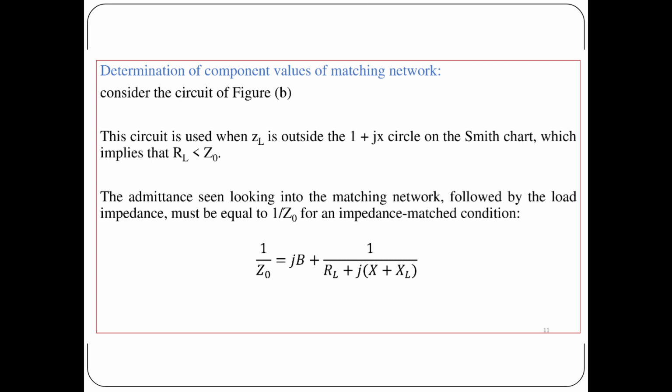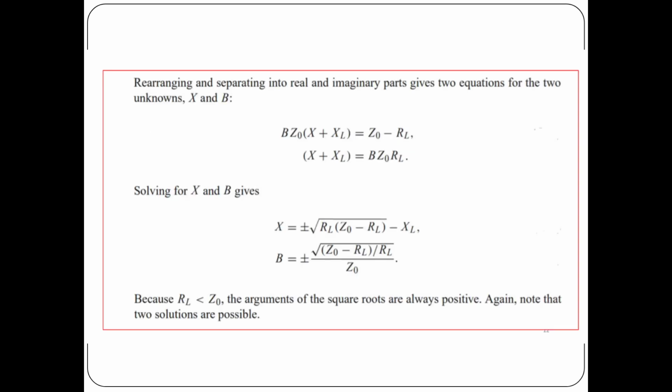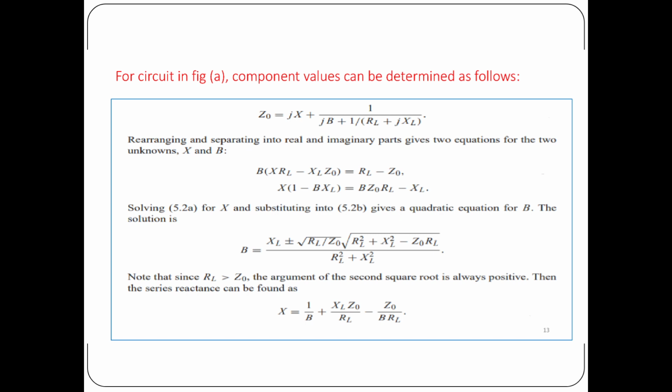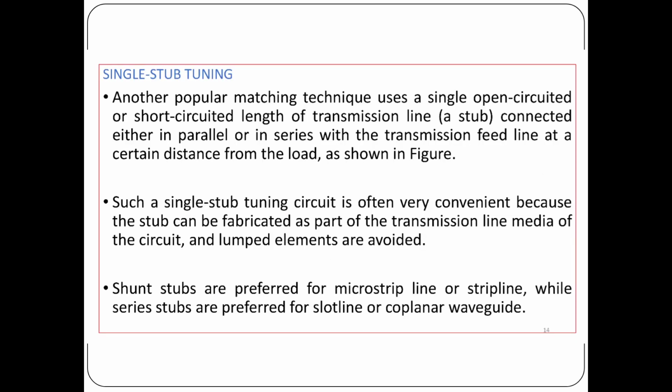Determination of components of the matching network. Consider circuit B, where ZL is outside the 1 plus jx circle on the Smith chart. The admittance seen looking into the matching network is jB plus 1 by (RL plus jXL minus jXC), with Z0 as the characteristic impedance. If you take the real part, you will get the value of X as the square root of (RL times Z0 minus Z0 squared)... so B equals square root of ((Z0 minus RL) by RL) divided by Z0. Comparing the values, we can determine the value of susceptance B, and we will calculate the value of series reactance.